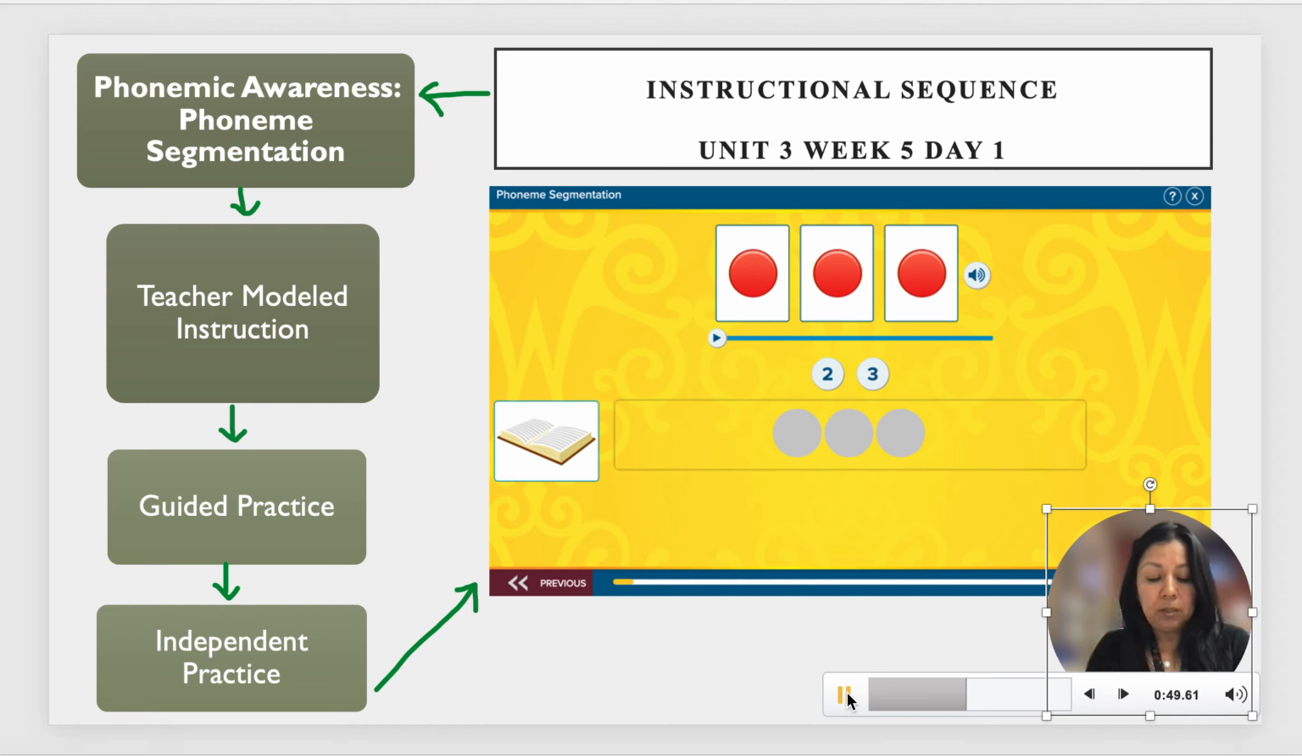This lesson will include explicit teacher modeled instruction. This involves teacher modeling while students listen. This would be the I do part of the lesson, followed by guided practice, which would be the we do part of the lesson, in which students engage and participate. Both teacher and students work together to learn the lesson. Finally, the you do part of the lesson involves independent practice.